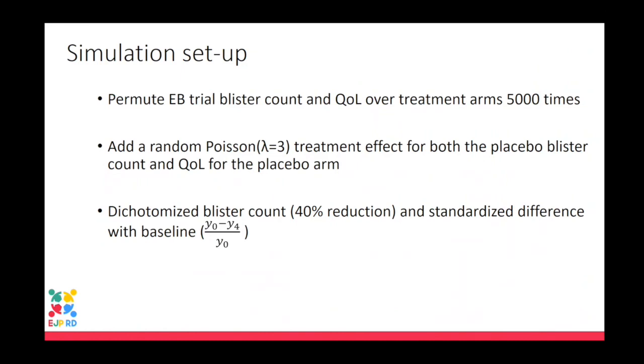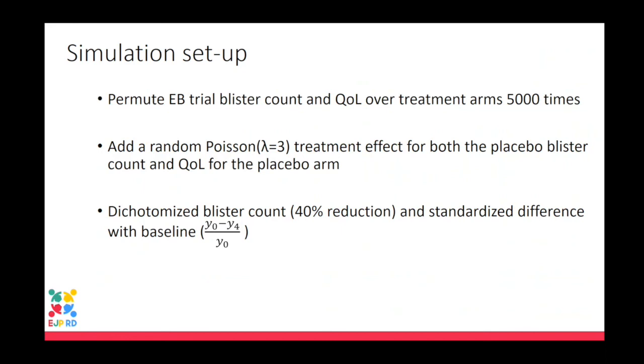Here as well, I did a simulation of the EB trial, blister counts and the quality of life. What we did is we shuffled around the data that we have multiple times, and that makes sure that whatever treatment effect there is in the data disappears. Then we add a treatment effect for both the blister count outcome and the quality of life.